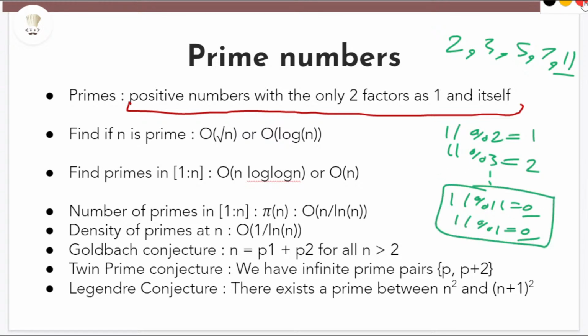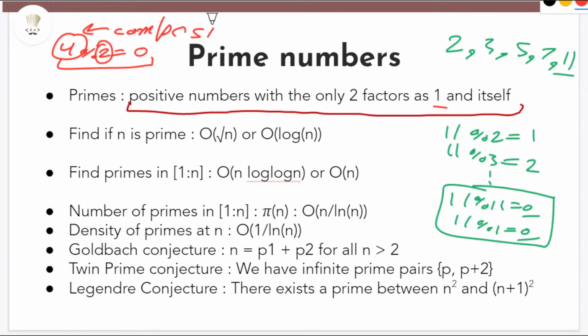If we take another non-prime or a composite number, any number that is not a prime is called a composite, except 1, right? 1 is special. But if we take a composite number like 4, 4 modulo 2 is 0. That is why there is a factor 2 which is less than 4 and greater than 1 for 4. That is why it is not a prime, and 4 is called a composite number.